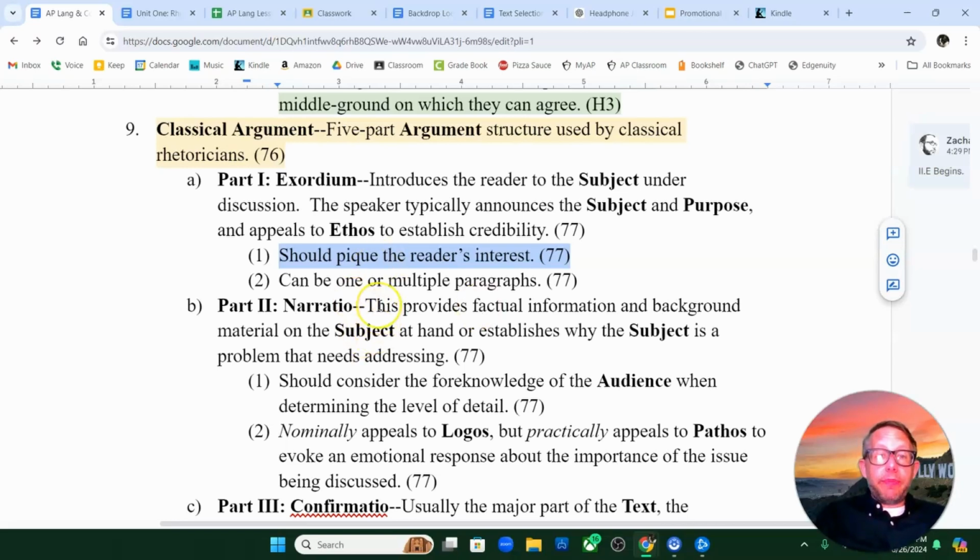So that's the exordium that we've got there, and that takes us then down to narratio, or narratio, I don't know. Don't ask me. Like I said, my Latin is weak. I can confirm that for you. So narratio would be our part 2. This is the stuff that provides factual information and background material on the subject at hand or establishes why the subject is a problem that needs addressing.